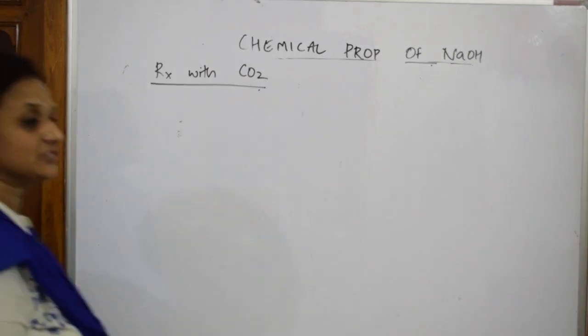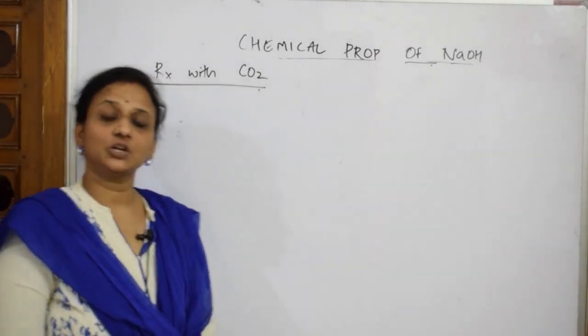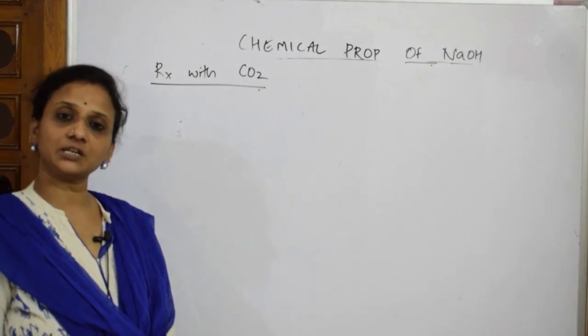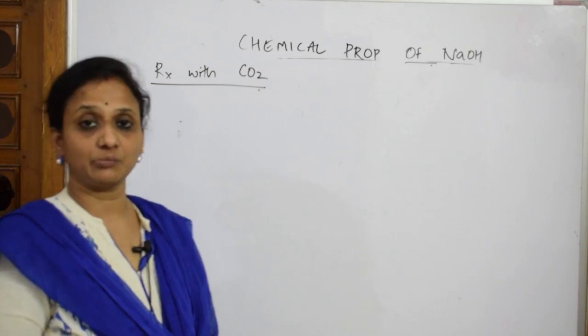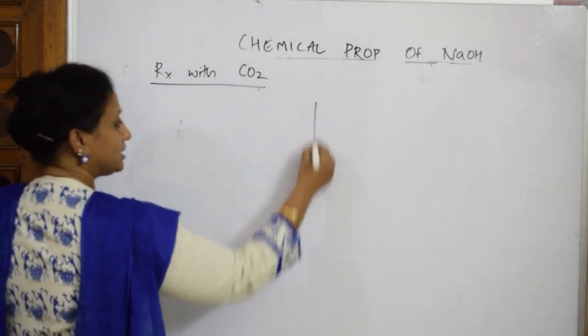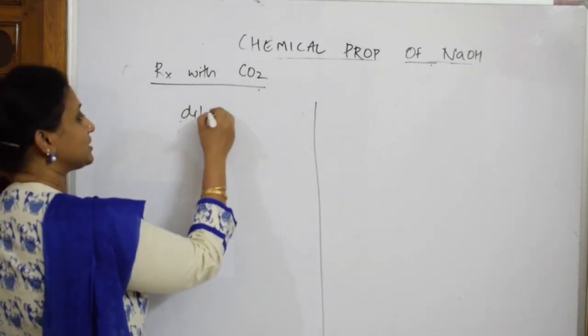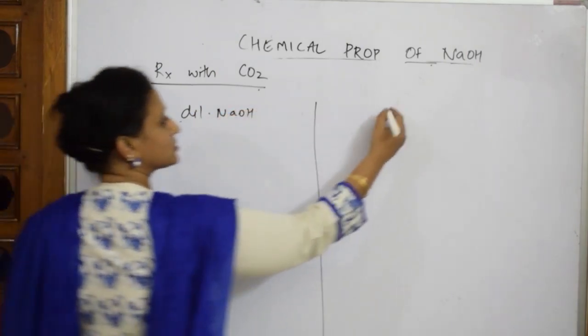Right, now let's see this reaction, that is reaction with carbon dioxide. Now what should you remember in this? Whenever carbon dioxide is reacting with caustic soda, there are 2 important conditions which you should remember. It can be dilute sodium hydroxide reaction and concentrated sodium hydroxide reaction.